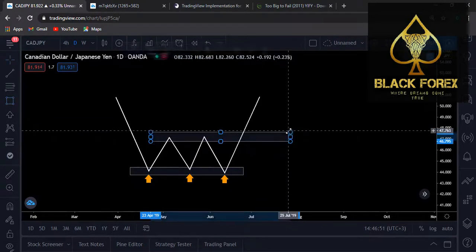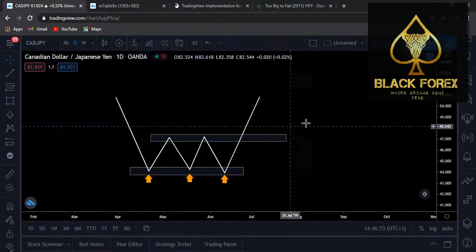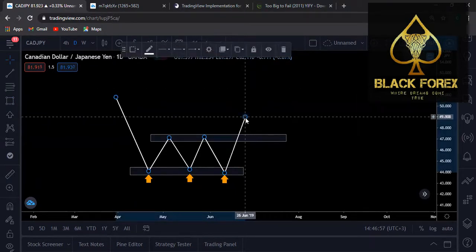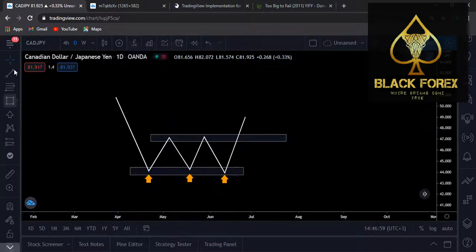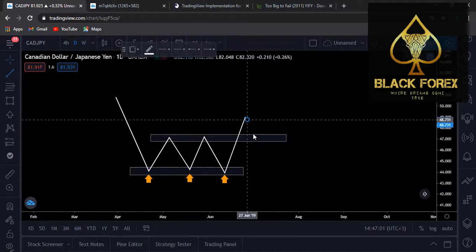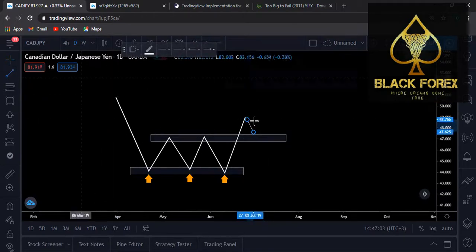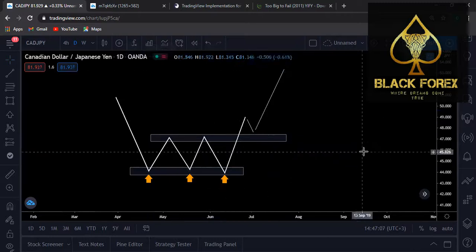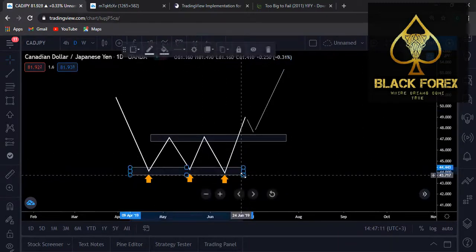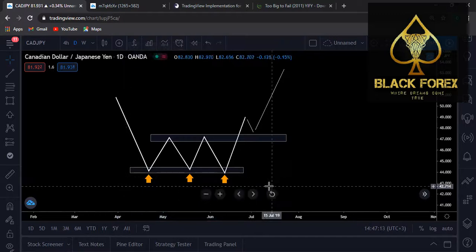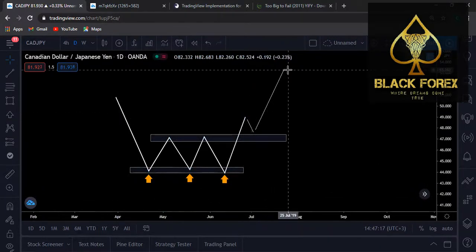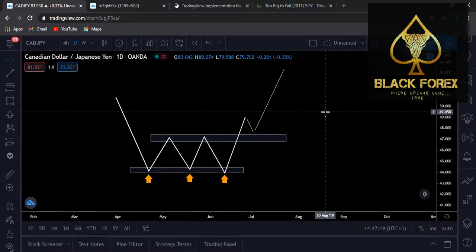So this pattern also has a neckline. Now, for this pattern to be valid, you have to wait for the neckline to be broken and then retested before you take a long position. So this is the basic market structure of a triple bottom. As you can see right here, it has to be touched by the market three times before breaking the neckline, retesting, and pushing further.